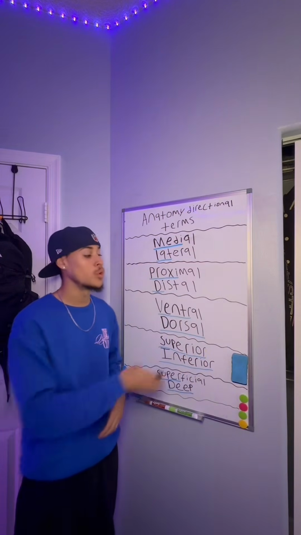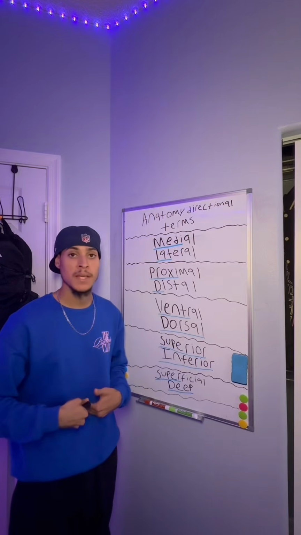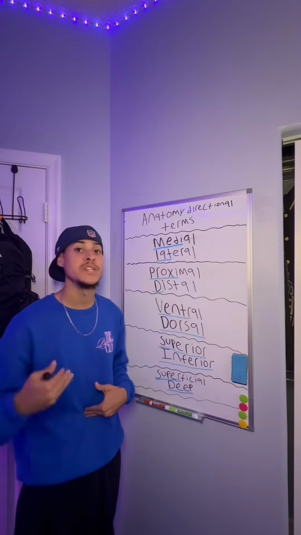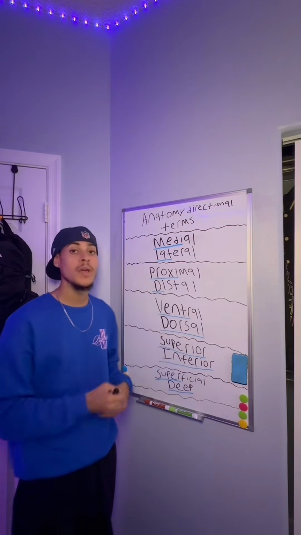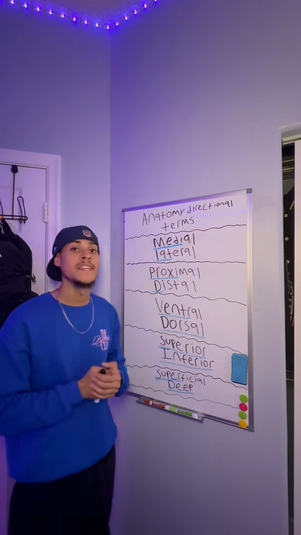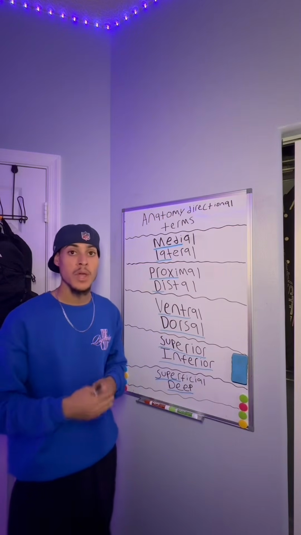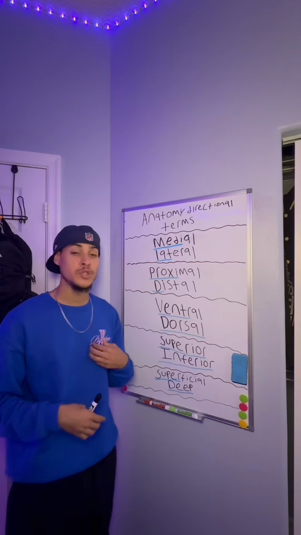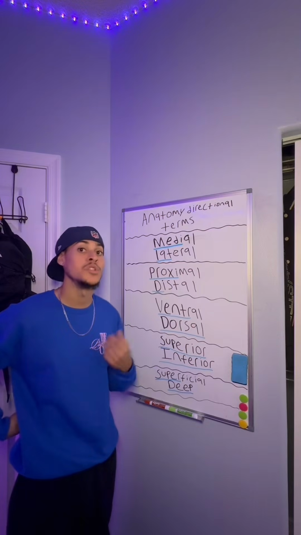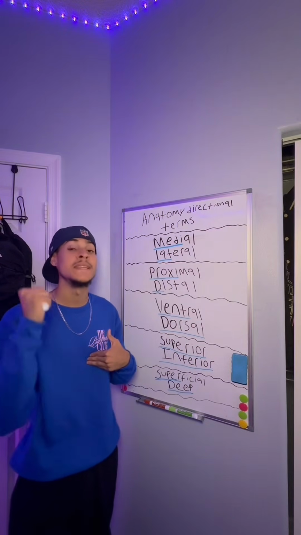Ventral, I look at the root word ventre, which means belly, and that's going to be located on the front of your body, also known as anterior. And with dorsal, I think of dorsal fin, which is on the back of a shark, also known as posterior. So for example, my heart is going to be ventral to my spine because it's in front of, and my spine is going to be dorsal to my heart because it's in the back of.